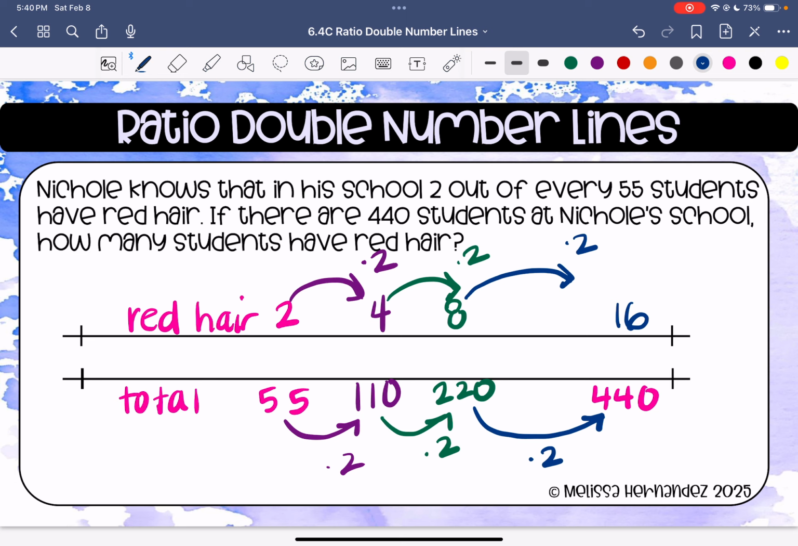This is one strategy. You can go from 55 to 440, or you could keep scaling just to make it user-friendly. It's just a preference. All right, let's do one more.